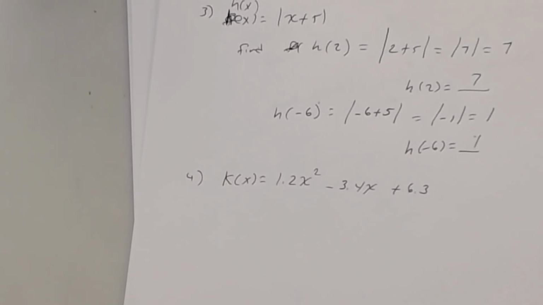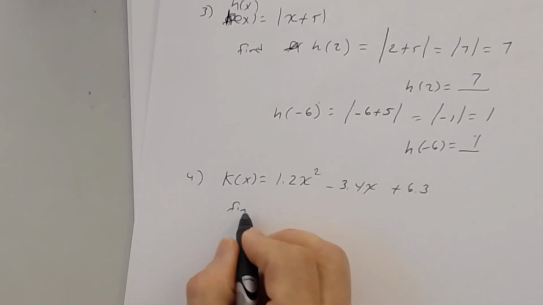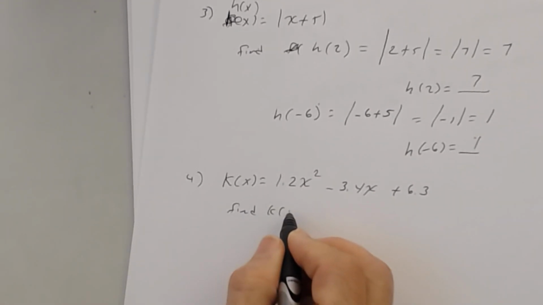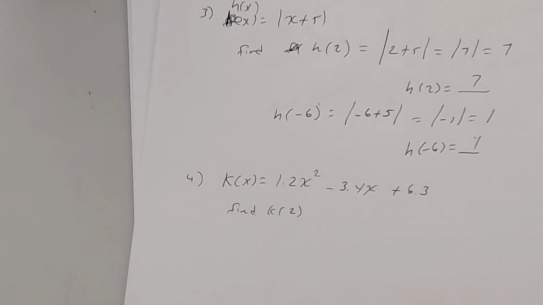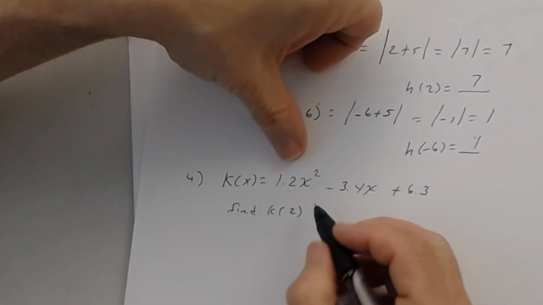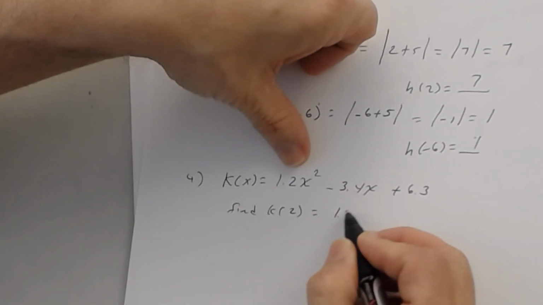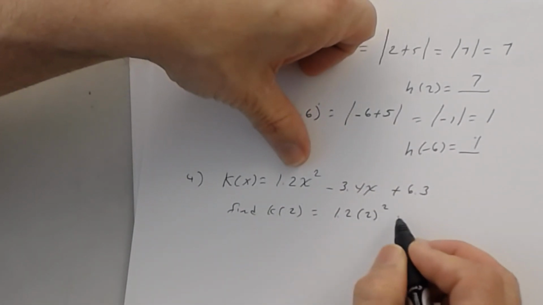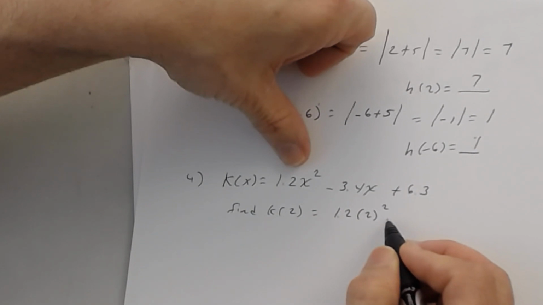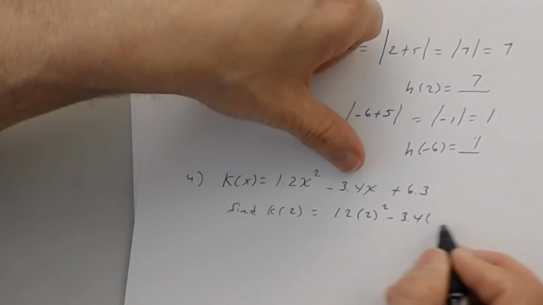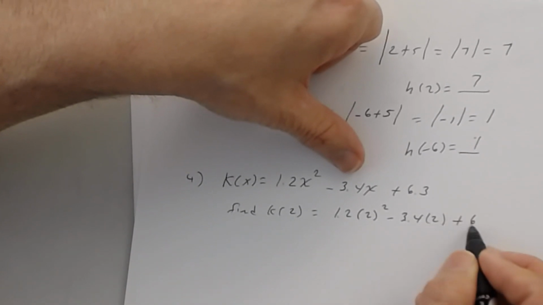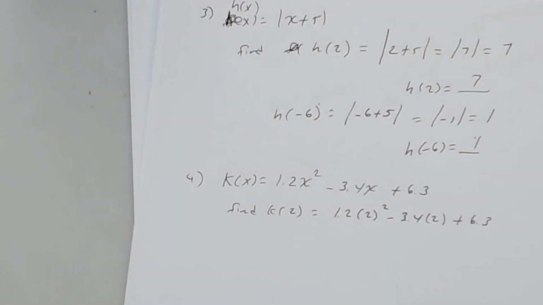All right, and let's find k of 2. Again, where we see the variable x, what do you plug in? 2. So I'm going to put parentheses, so look what you write. You're going to write 1.2 times 2 squared, right? Minus 3.4 times 2 plus 6.3. Use your calculator with this. Take your calculator out, and in the order in which you see it is the order you type it in.